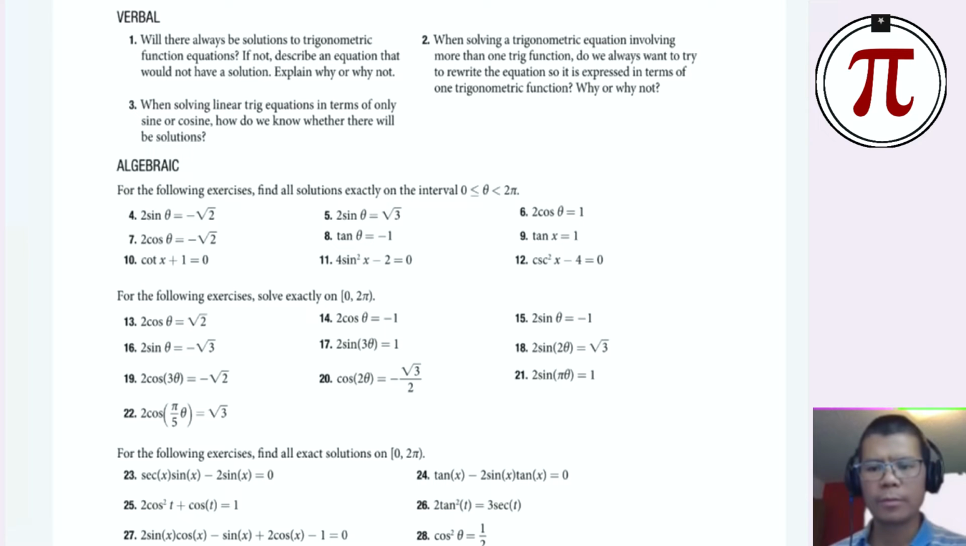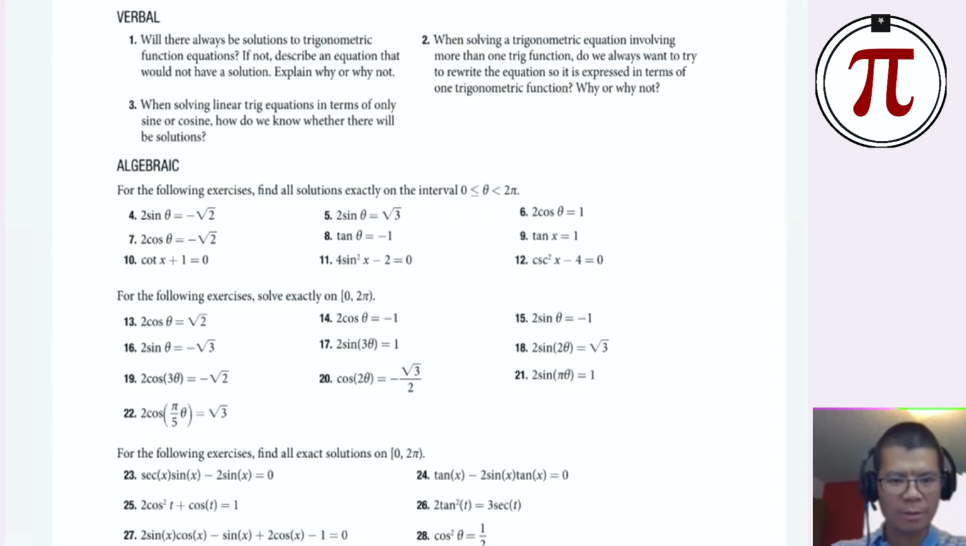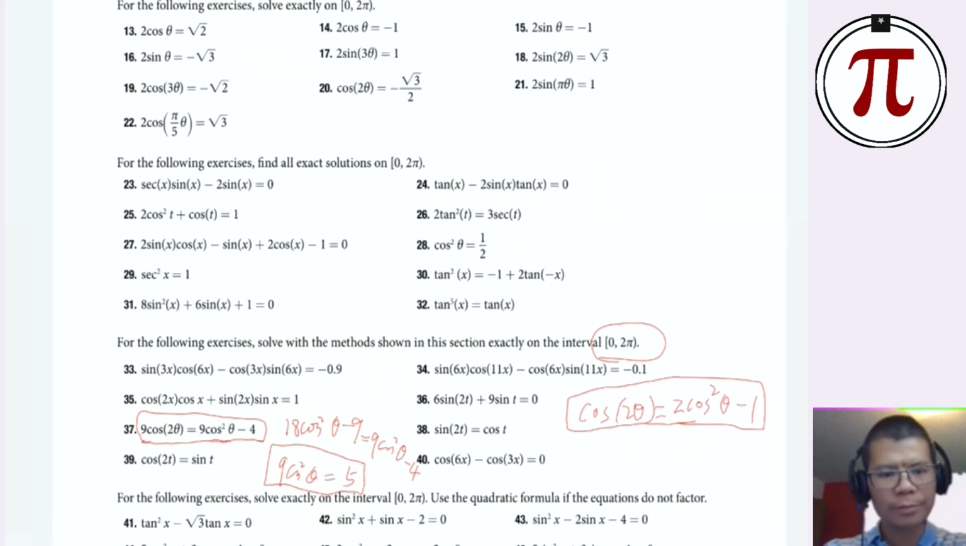I have a question about 25. Okay, let's do 25 first. All right, we want to find exact solutions on this interval. This one is about a quadratic equation in cosine, right? So we will have 2 cosine squared t plus cosine t minus 1 equals 0.